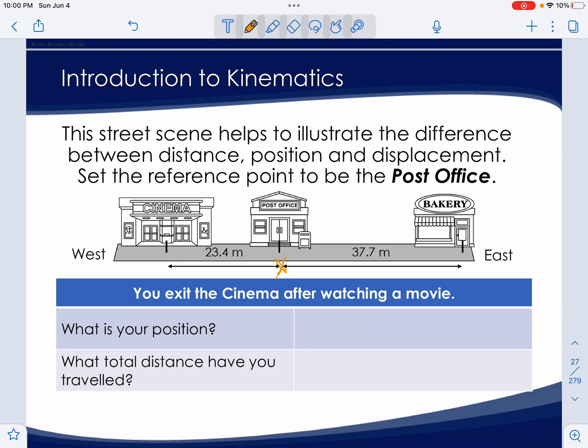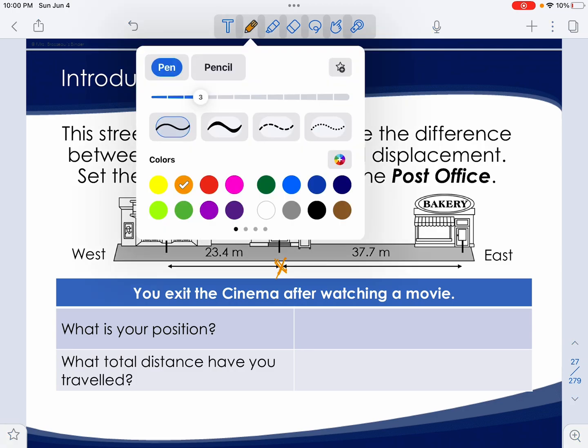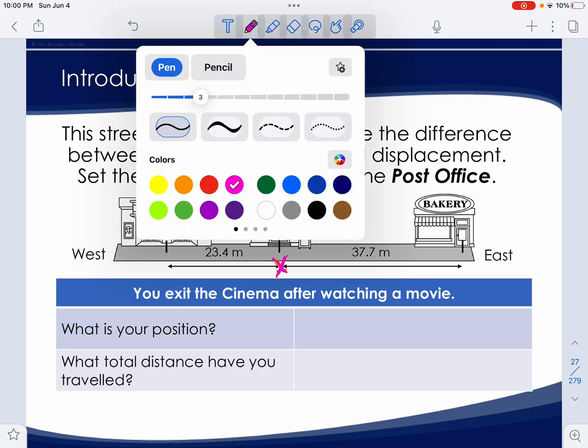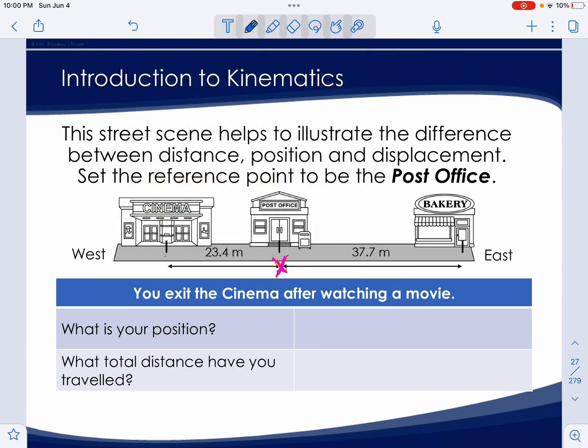You exit the cinema after watching a movie. Okay, so if this is our reference point, maybe we do our different colors. Maybe we do the reference point in pink. And so we start here, or right here. Relative to the reference point, what is your position? And what total distance have you traveled? Pause the video and answer those.